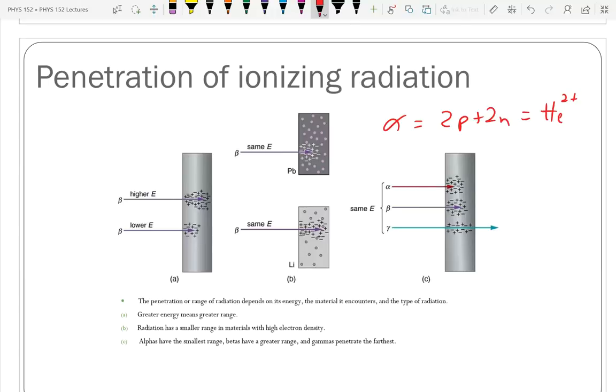A beta particle, a beta minus, is an electron. A beta plus is a positron, which we indicate with an e and a plus sign. A positron is exactly the same as an electron, except it has a positive charge instead of a negative charge. And the final one, the gamma particle, a gamma is a photon. It's a particle of light.